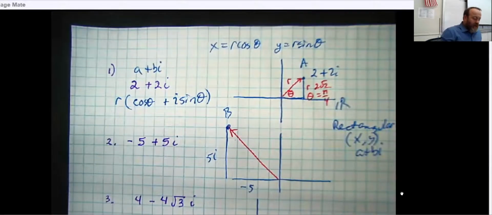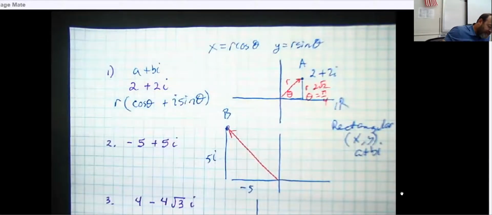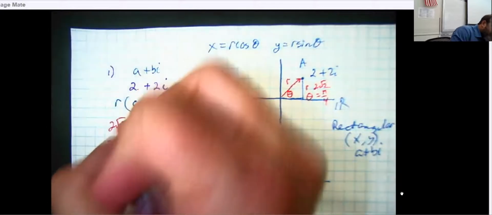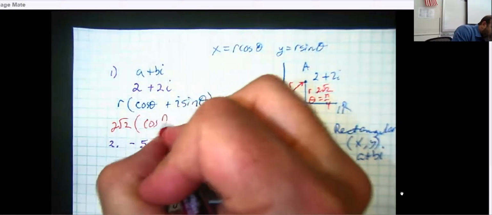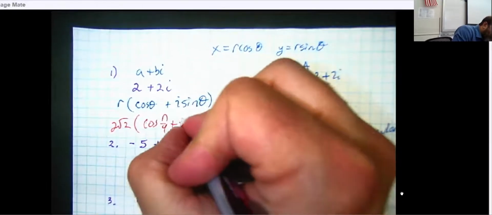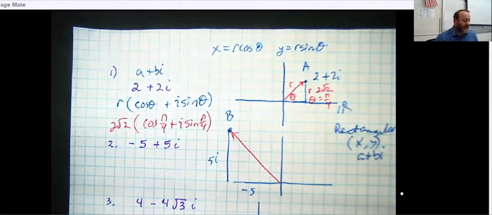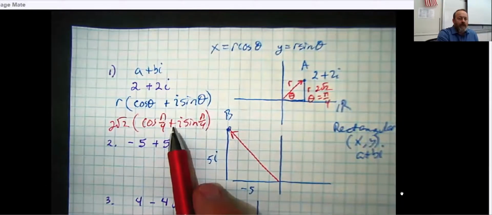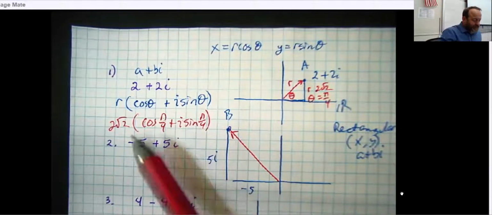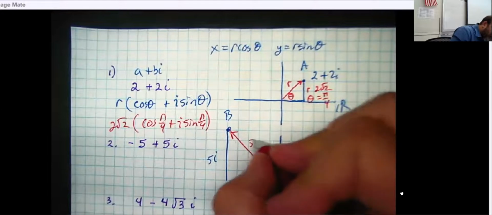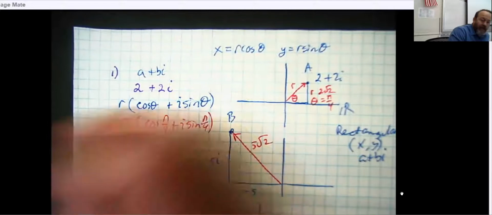So in this case, what I would do is I would say my radius was 2 roots of 2. And try to keep the red pen going for these problems. 2 roots of 2 cosine pi over 4 plus i sine pi over 4. And now this is what is called trigonometric form. So this is complex form, and this is called trigonometric form. This guy right here again, I would have 5 roots of 2 for what I would normally have considered my radius.